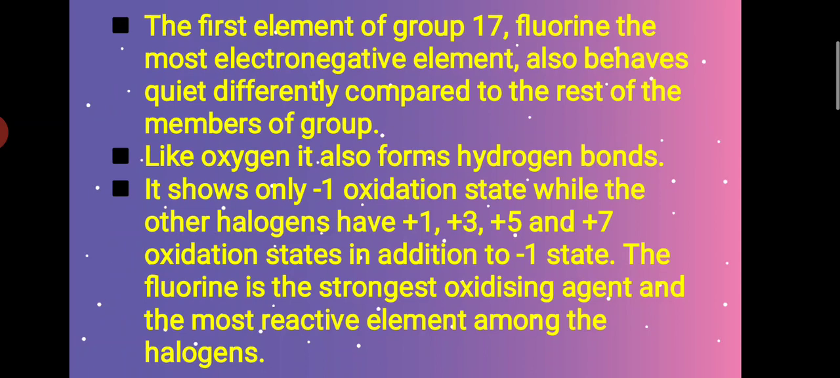Is it clear now how they are deviating? The first member alone shows some different kind of property.